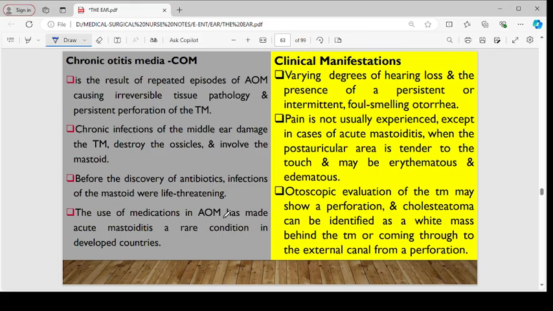Patients with chronic otitis media can present with varying degrees of hearing loss and the presence of a persistent or intermittent foul-smelling otorrhea. Pain is not usually experienced except in cases of acute mastoiditis, when the post-auricular area is tender to the touch and may be erythematous or edematous. Otoscopic evaluation of the tympanic membrane may show a perforation, or a cholesteatoma can be identified as a white mass behind the tympanic membrane or coming through the external canal from a perforation.